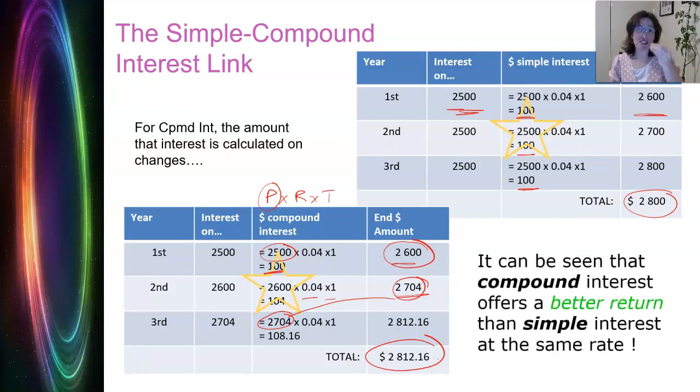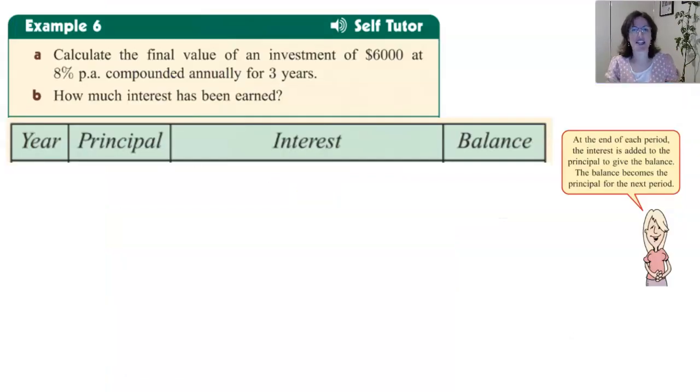As you can see, if you were to invest that money and put it into a bank, you get a better return if you choose compound interest instead of simple interest. Let's do an example where we work through the table together. We're being asked to calculate the final value of an investment of $6,000 at 8% per annum, compounded annually for 3 years. So you can follow the example of the table before.